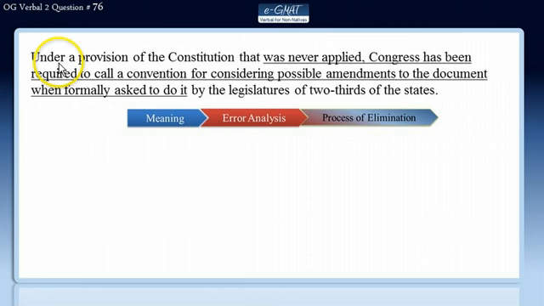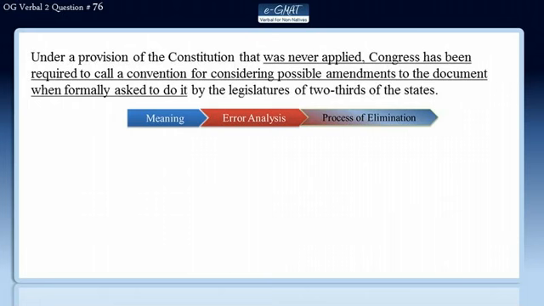So let's begin. Under a provision of the Constitution that was never applied, Congress has been required to call a convention for considering possible amendments to the document when formally asked to do it by the legislatures of 2/3 of the states. Now, the way this sentence has been written, the meaning is not very clear.